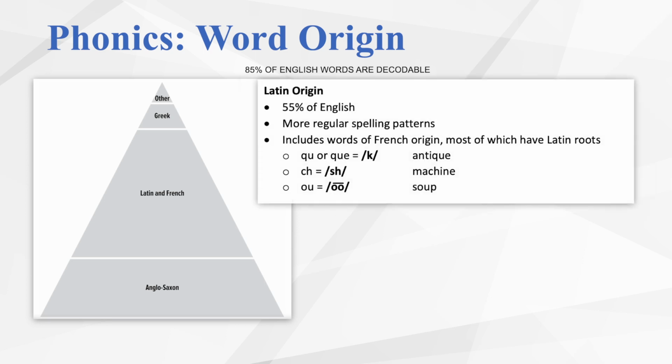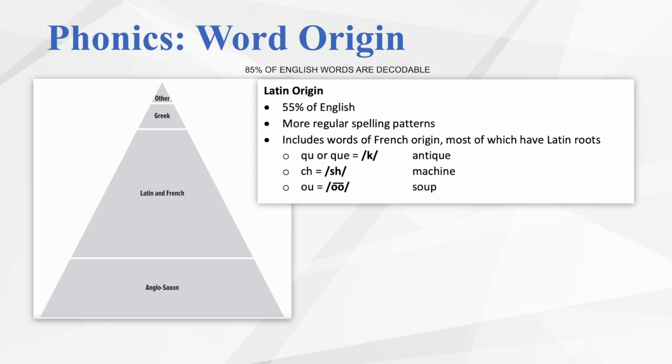The next layer is our Latin origin words. These make up about 55% of our English words. These tend to be a little more regular and predictable, and have some pretty consistent sound symbol correspondences. The difficulty with this bank of words is that, because they have some French origin, we are now dealing with the fact that some of these known combinations are making an unknown sound. One example would be CH.